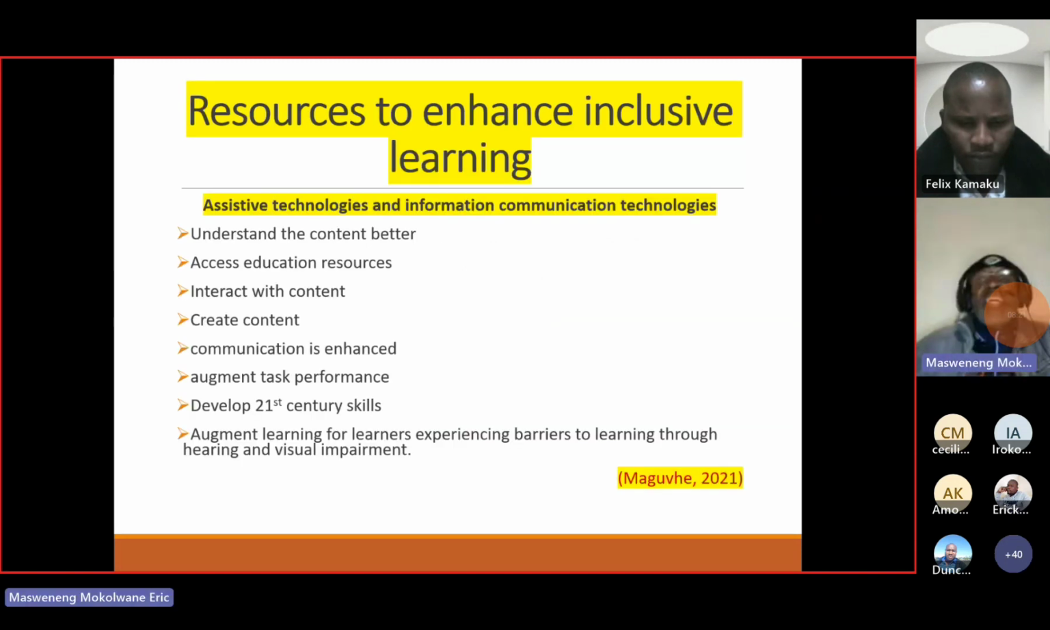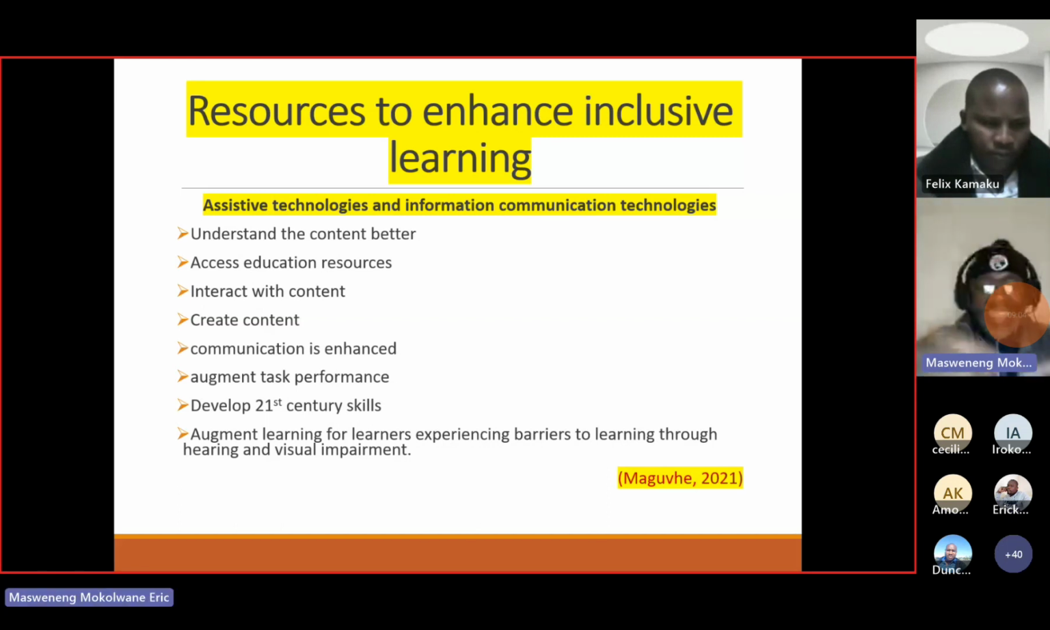Well, what are the resources to enhance inclusive learning? Well, the most important thing is assistive technologies and information communication technologies. And through assistive technologies and information technologies, learners will be able to understand the content better. Learners will be able to access education resources through these technology affordances. But not forgetting that not everyone affords technology tools. Now, learners will be able to interact with content at their own pace, at their own time.